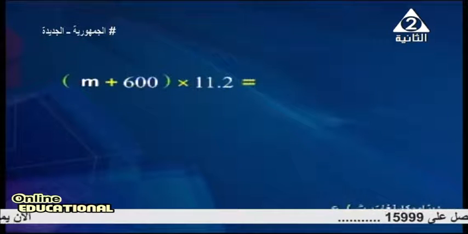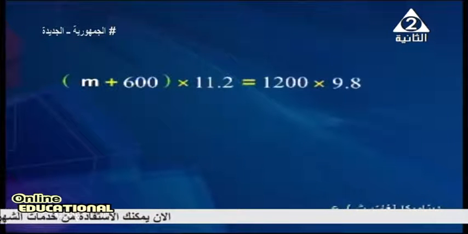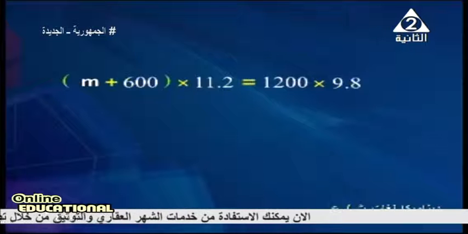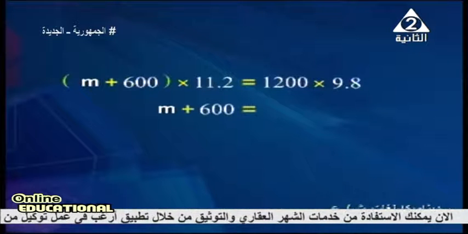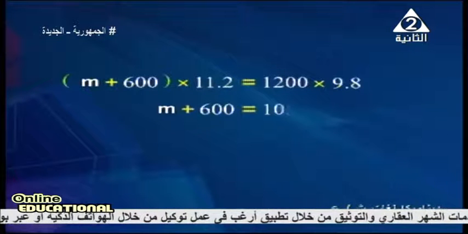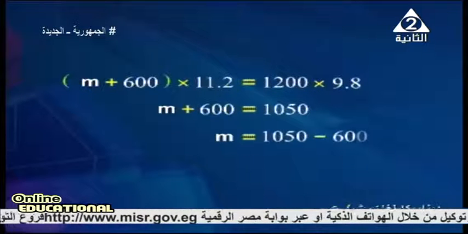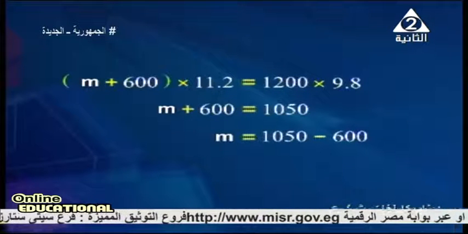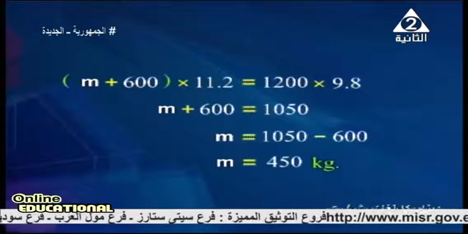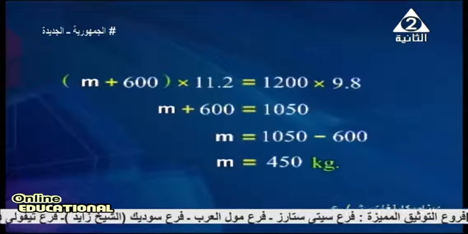And (m dash plus 600) times 11.2 equals 1200 times 9.8. Then m dash plus 600 equals 1050. Then the mass of the load equals 1050 minus 600, which equals 450 kilogram.